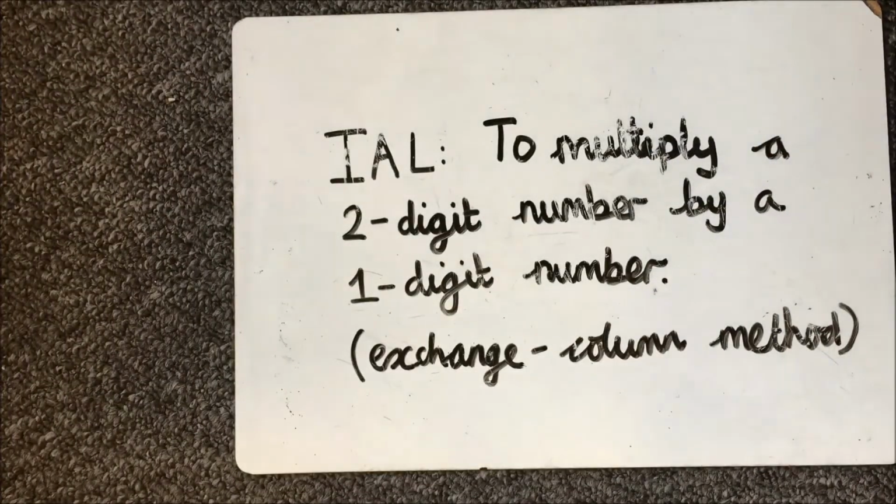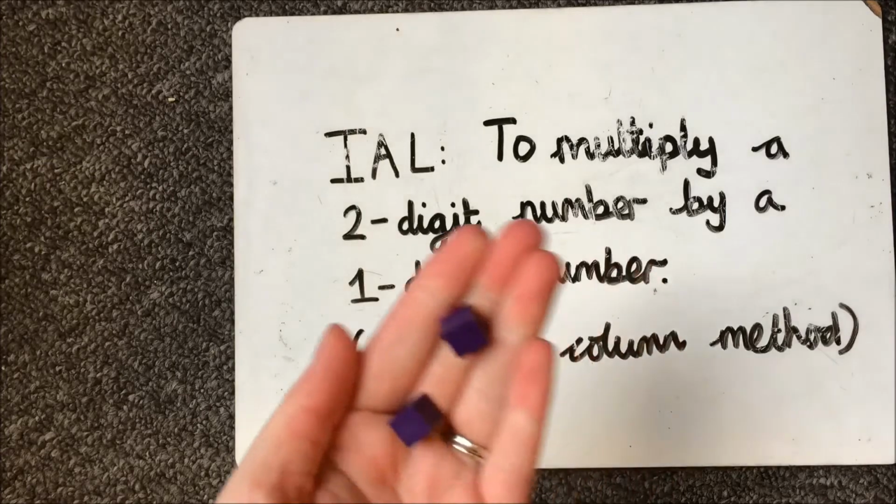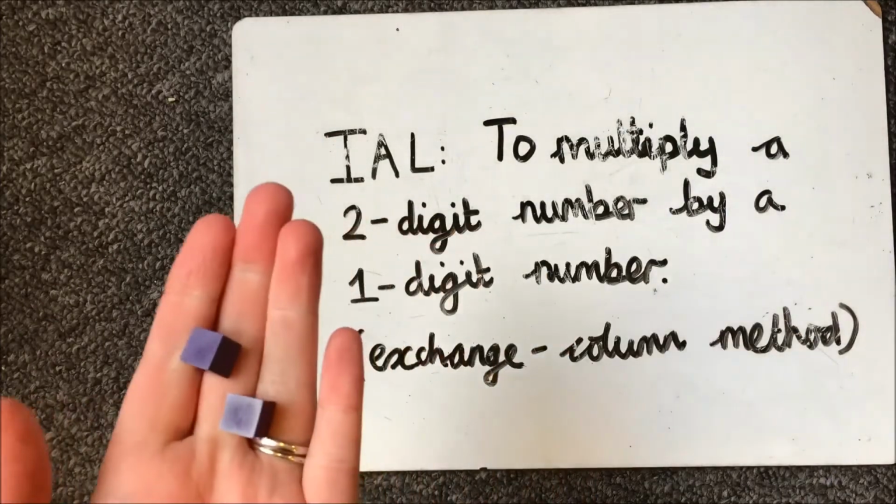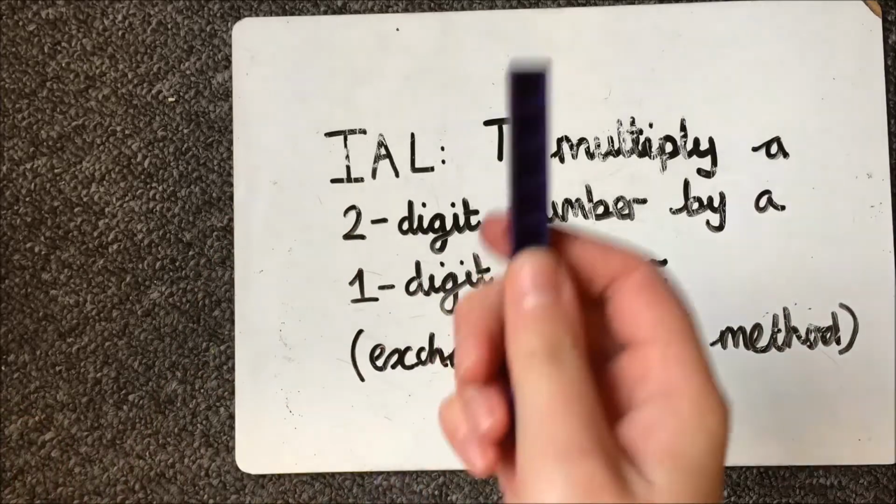Can you remember what our exchanging was? That's right, we were exchanging, and you can hear me rustling around in my bag. We were exchanging our ones for tens. When does that happen? Remind yourself, pause the video. When do we exchange ones for tens? That's right, when we have too many ones, it gets changed for a 10.